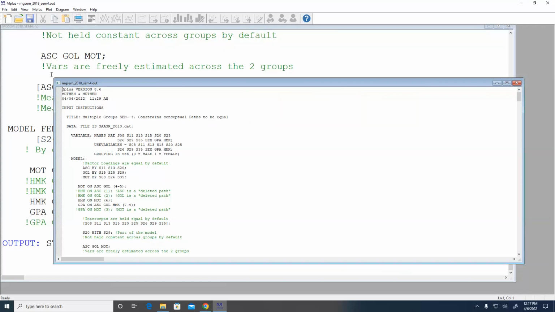All right, and then the last thing we would do is that we could look at whether we could constrain variances too.